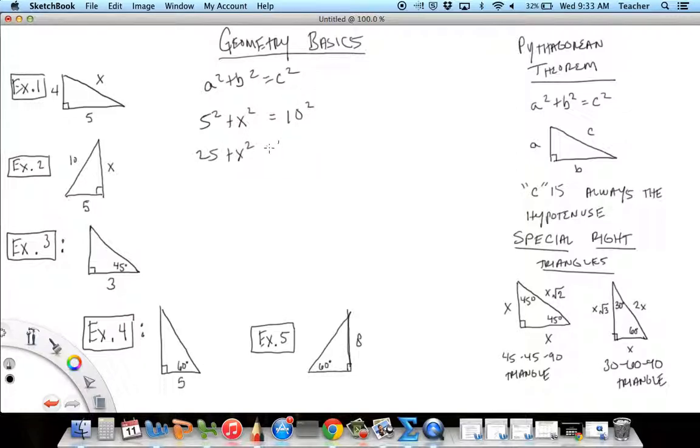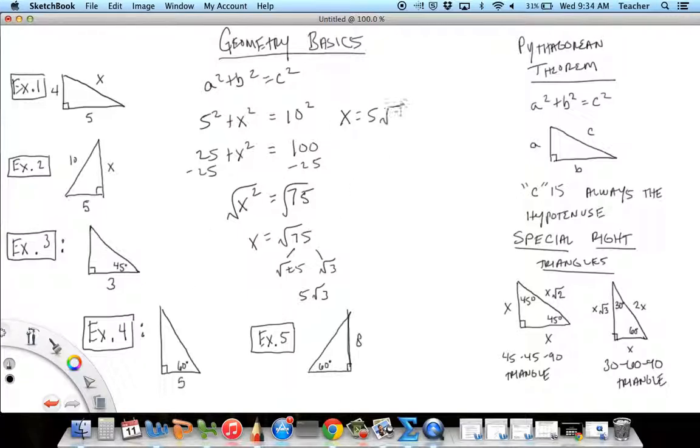25 plus x squared equals 100. Not 1,000, 100. Minus 25, and we get x squared equals 75. We're going to take the square root, and we come up with x equals the square root of 75. For the time being, we could type this in a calculator, but I don't necessarily want us to do that right now. What I want you to do is put this into simplified form, which simplifies to square root 25 times square root 3, which equals 5 square root 3. So the actual x equals 5 square root 3.